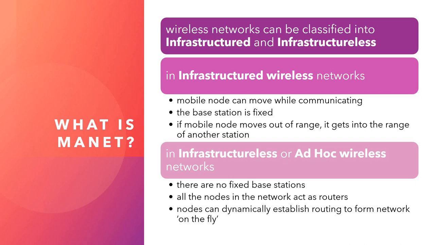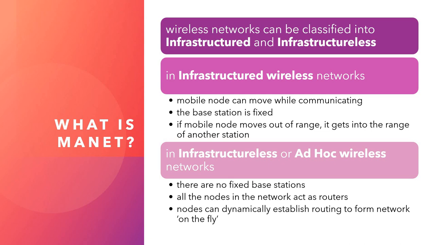Infrastructured wireless networks, remember we are only talking about wireless networks here, have nodes which can also be mobile, but they can communicate while moving because the base station or the access point is fixed. As a result, when a node moves around it, there is no change in destination. So only the source is moving, or when the base station is the source, only the destination is moving.